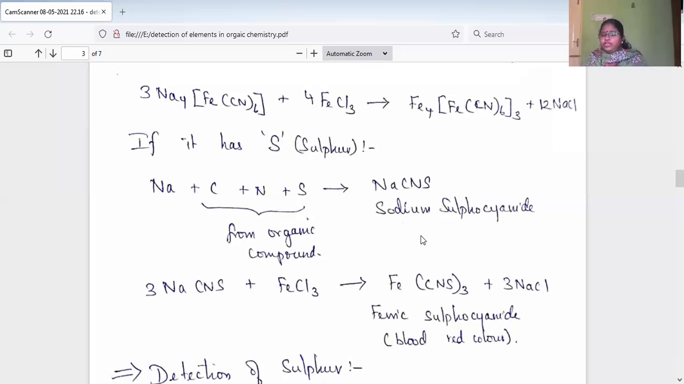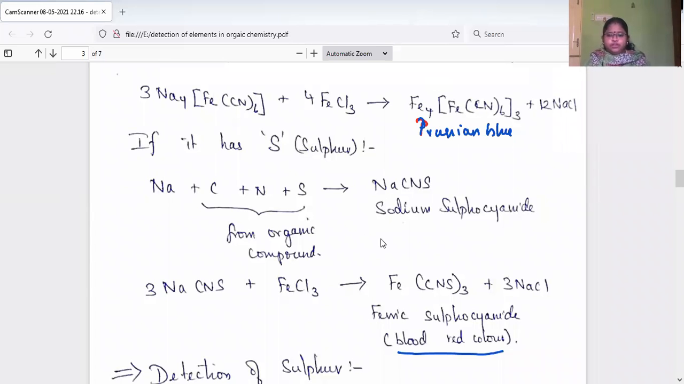If the mixture gives Prussian blue, I missed writing it here, Prussian blue, which is a dark blue. The Prussian blue means it has nitrogen, and blood red color means it has sulfur in it, right? Okay, next.